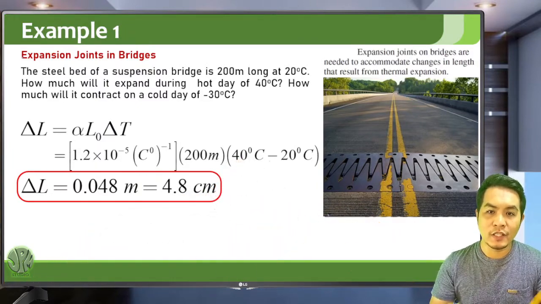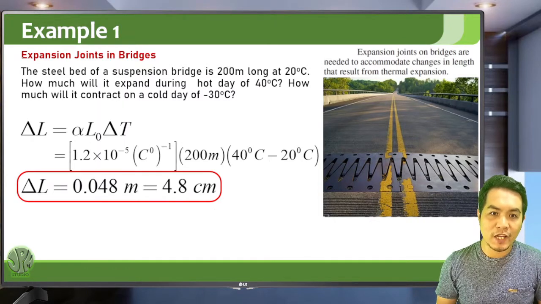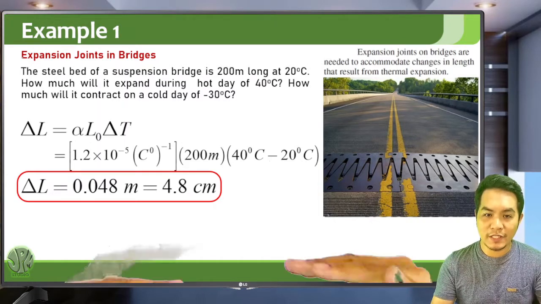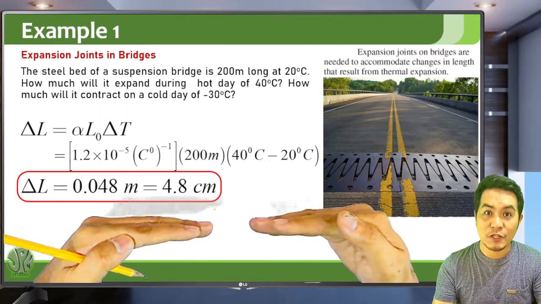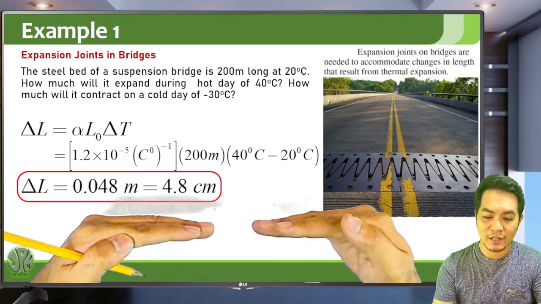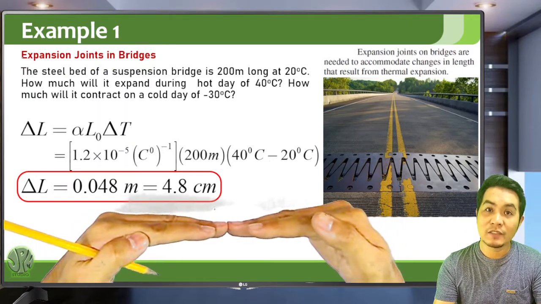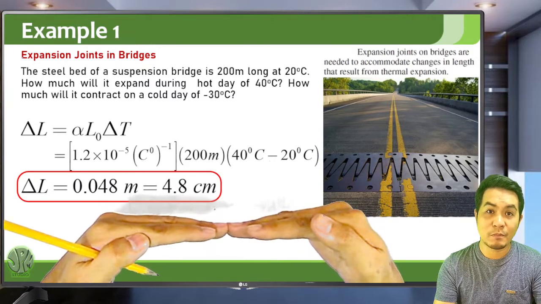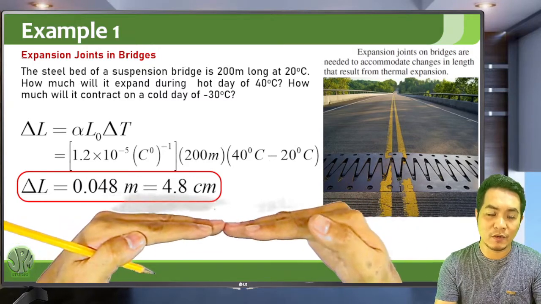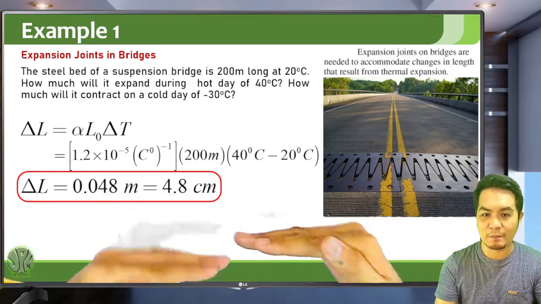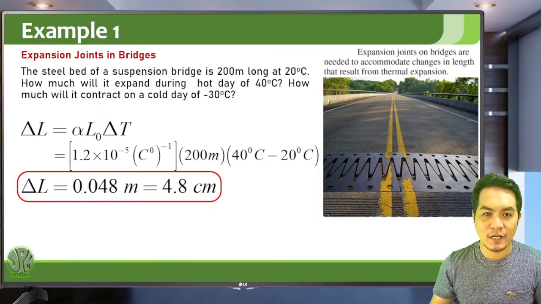So you need an expansion joint. Usually on a normal day, there's a gap in your expansion joint, and on a hot day, the gap will become smaller, or the gap will disappear. It's because the bridge will expand. So that's for the hot day of 40 degrees Celsius.